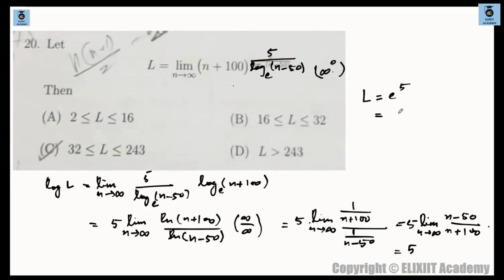Now, e raised to the power of 5, the value of e is 2.718, or approximately you all can take it to be 3, raised to the power of 5. And 3 raised to the power of 5 is approximately 243 only. So this quantity is somewhat less than 243. Okay, so definitely option C must be correct. L must be lying in between 32 and 243 because the maximum range possible is 243. This cannot exceed beyond 243. So L is less than or equal to 243 and greater than 32.